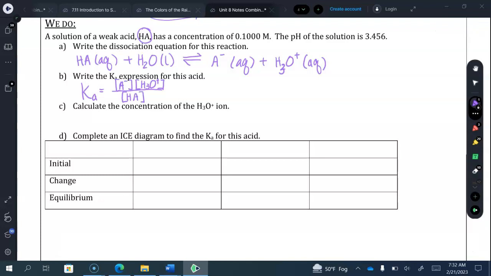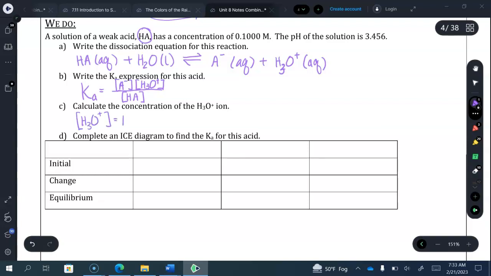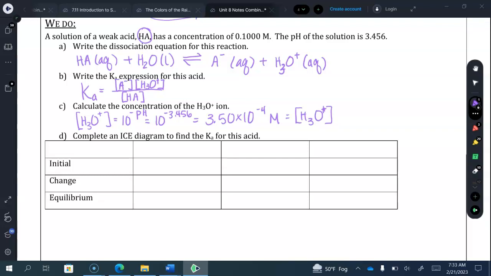Now using the pH, we can calculate the hydrogen ion concentration, because we know that the hydronium ion concentration is equal to 10 to the negative pH. We know that the pH is 3.456. Plugging that into a calculator, this is going to be 3.50 times 10 to the negative 4th molar. And this is equal to the hydronium ion concentration at equilibrium. Once it dissociates and the reaction reaches equilibrium, this is the equilibrium, so I can put an EQ here so I know it's at equilibrium.